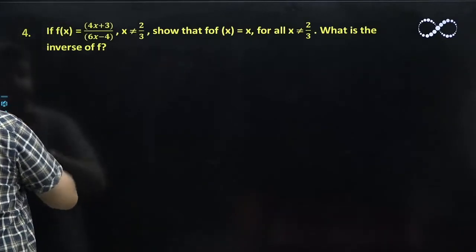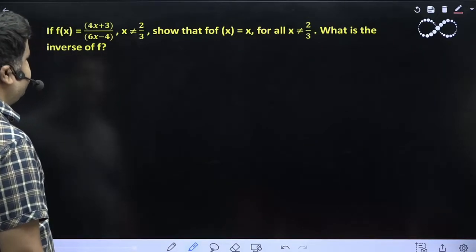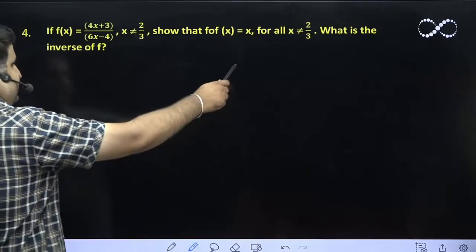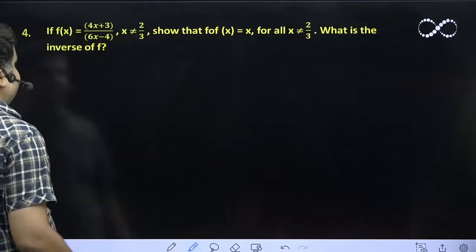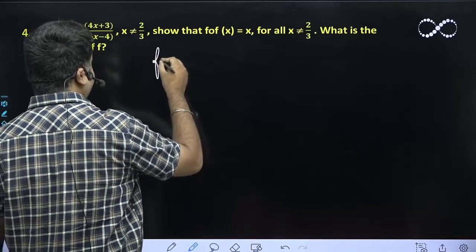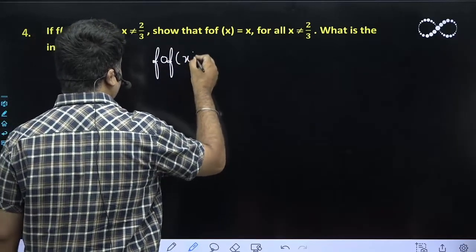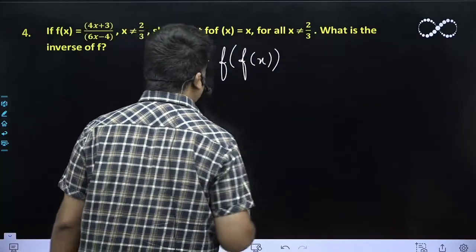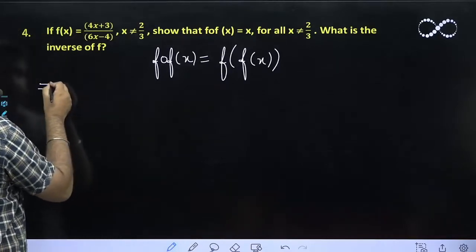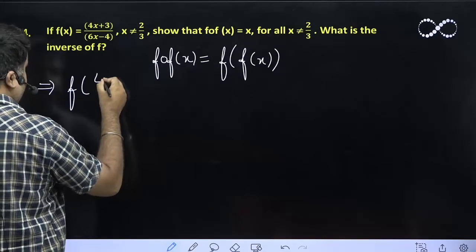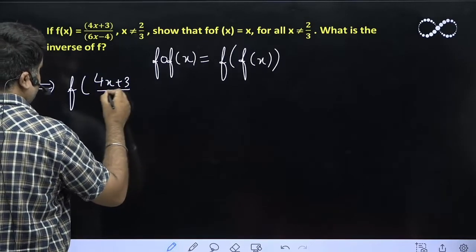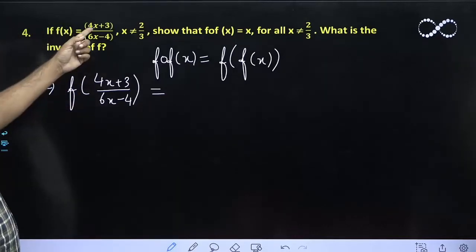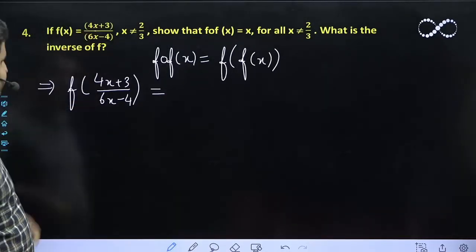So next is, a function is given fx. Show that f of f of x is equal to x for all x except x is equal to 2 by 3. What is the inverse of f? So first we'll just find f of f of x. This is equal to f of f of x. What is the value of fx here? This is equal to f of 4x plus 3 upon 6x minus 4. You substitute this value in place of x here, right?